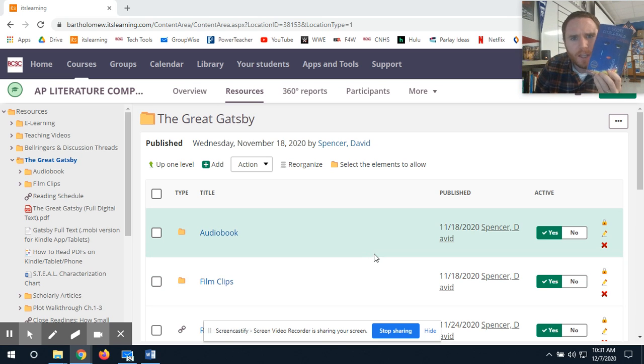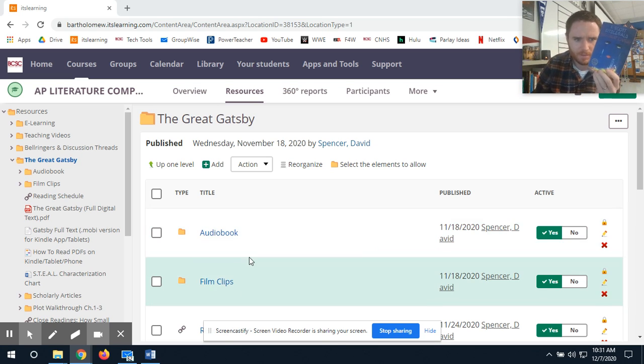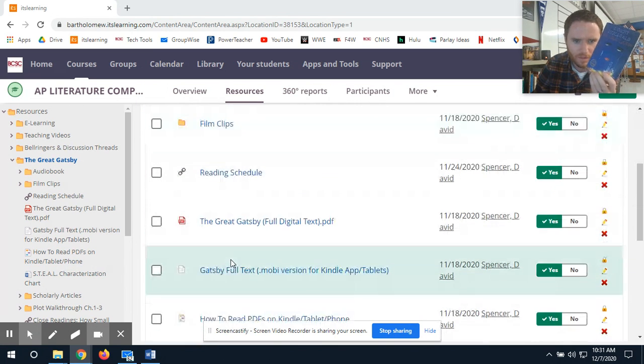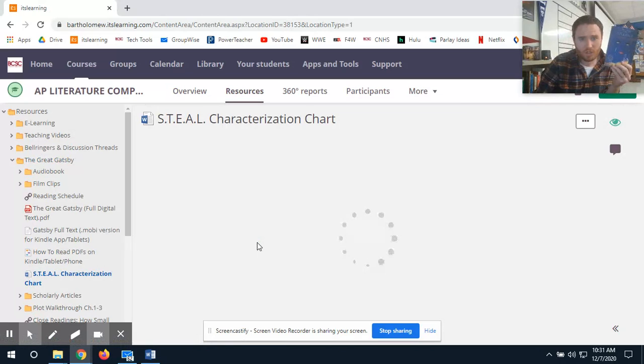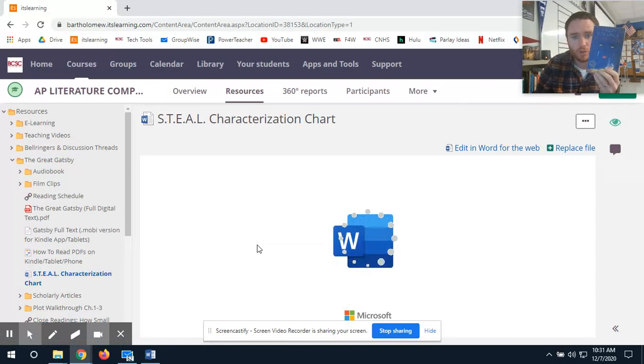We're talking about the characterization in The Great Gatsby today. In your Great Gatsby folder, you will see a link that says S.T.E.A.L characterization chart. You should have done something similar with me when we read The Crucible.